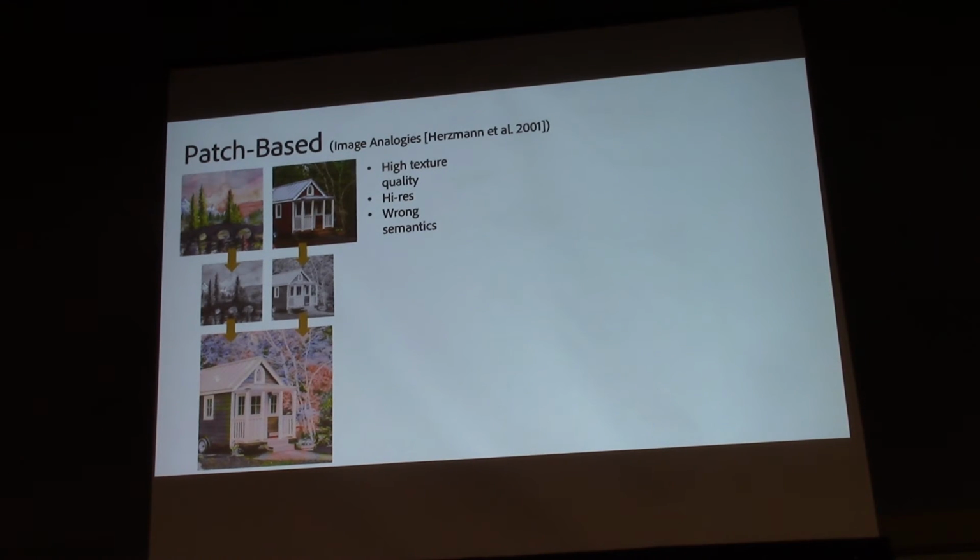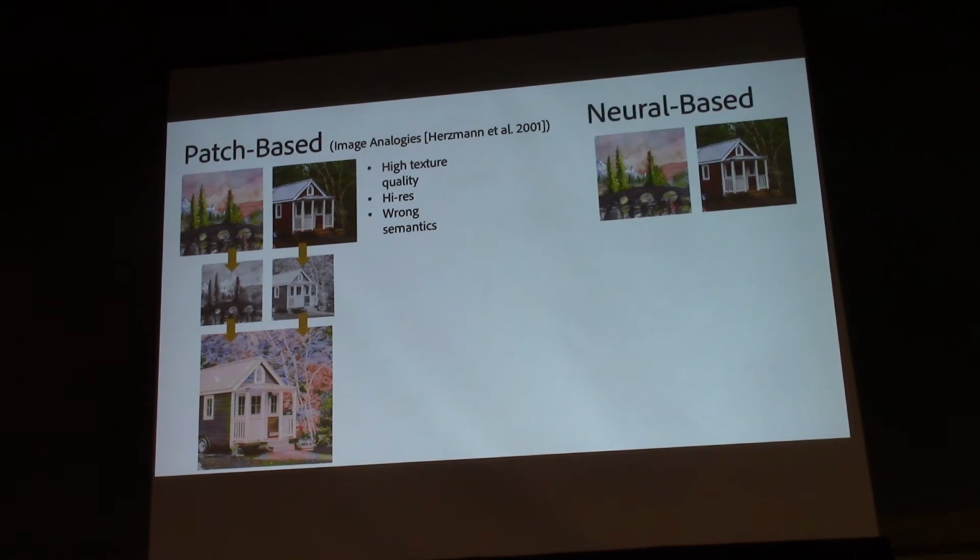What Aaron Hertzmann and colleagues did in image analogies is they extracted the grayscale map as the guiding channel from the painting and from the input image, and used the grayscale as the guide to transfer the style. So it's basically transferring the style based on the intensity. Which is great, because the texture quality you can get with this method is really high, and you can get very high resolutions, but it has wrong semantics because it's using grayscale as your guide.